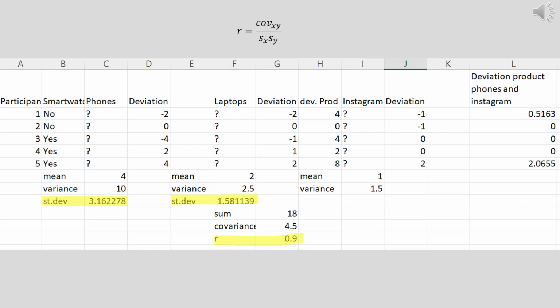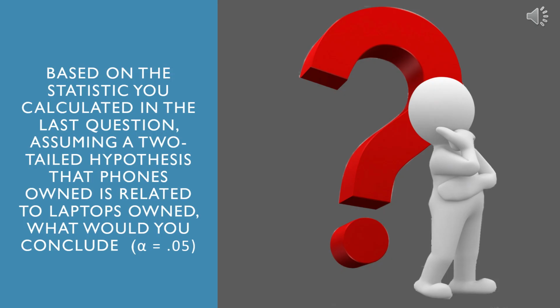So then we have the covariance, then we have the standard deviations of phones, standard deviation of laptops. We just divide the covariance, 4.5, divided by the products of 3.16 and 1.58, and you end up with a correlation coefficient R of 0.90.